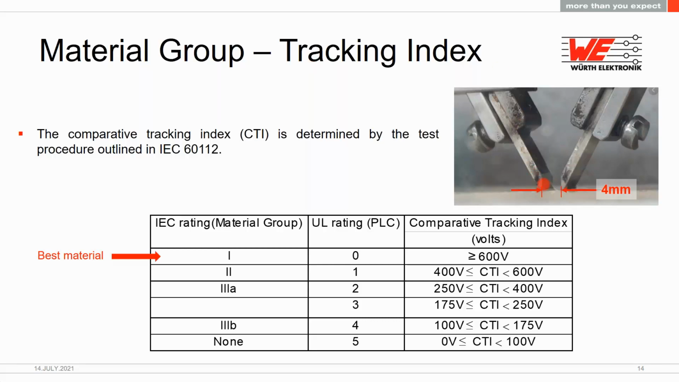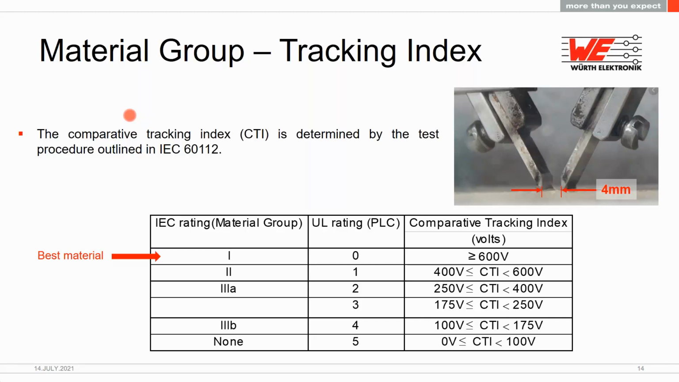onto an insulating surface. The insulating material located between the electrodes is then subjected to a succession of drops of electrolyte solution until one of three things occurs. Either the overcurrent device operates, or a persistent flame occurs, or 50 drops of solution have been applied. The end goal of this testing is to determine the maximum voltage that can be applied between these two electrodes without resulting in either the overcurrent device operating or the persistent flame occurring.